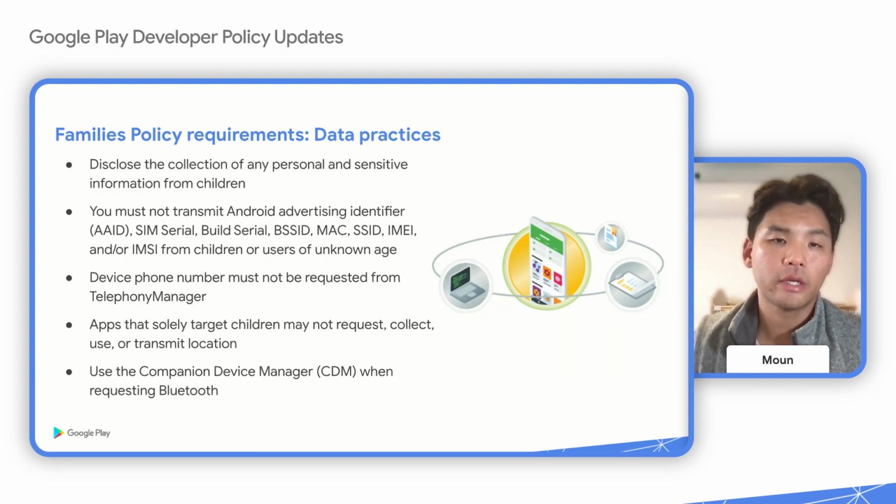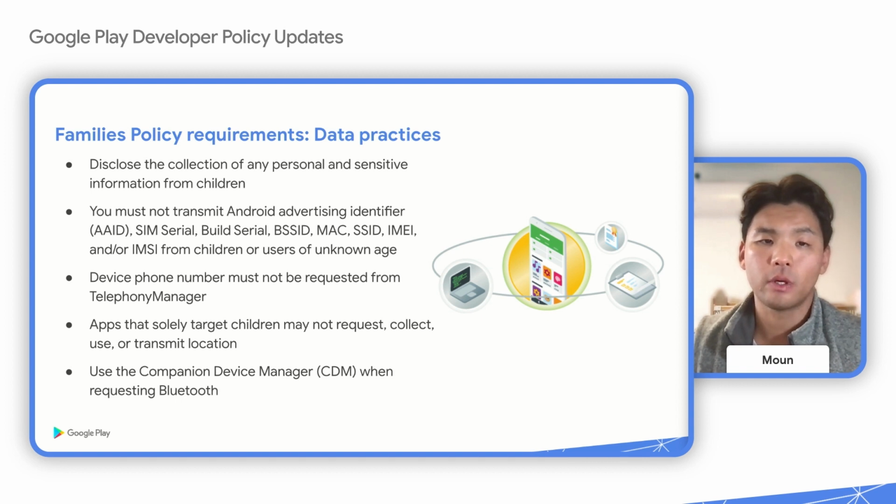Now, let's take a look at the data practices requirement. So you must disclose the collection of any personal and sensitive information from children in your app, including through APIs and SDKs called or used in your app. Sensitive information from children includes, but is not limited to, authentication information, microphone and camera sensor data, device data, Android ID, and ad usage data.